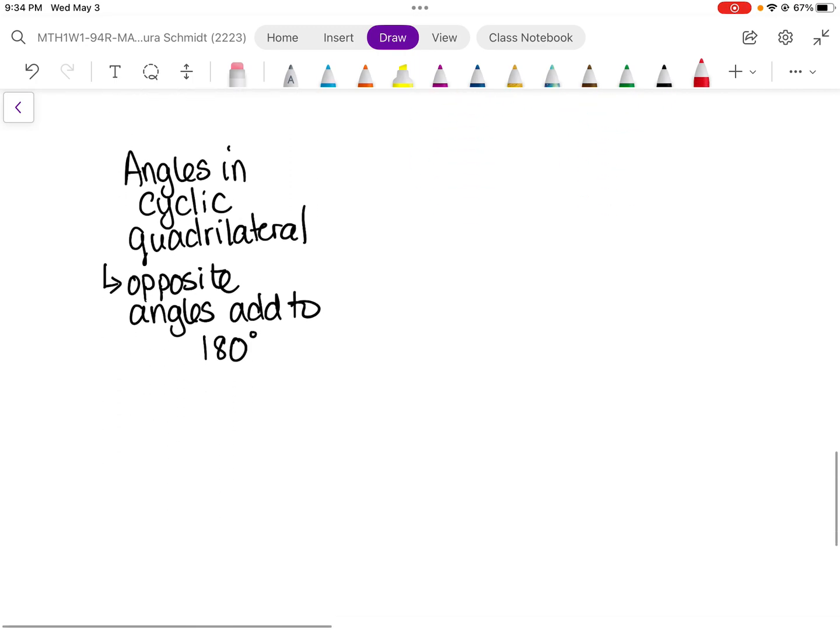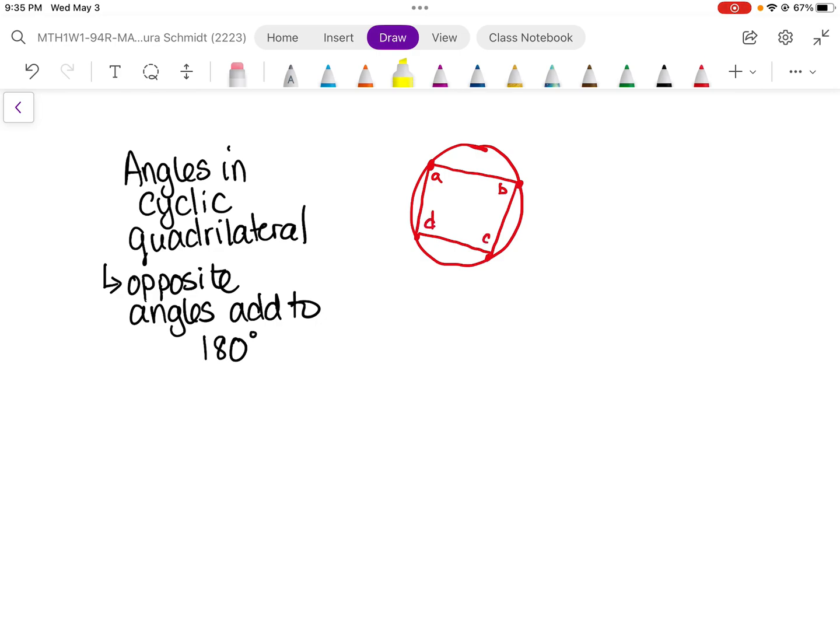And then angles in a cyclic quadrilateral. Oh yeah, okay. So let's draw a circle and make a quadrilateral. Just pick 4 points around the circumference. They can be anywhere. And you're just going to connect them so that you have a quadrilateral. And then let's label it A, B, C, and D. And this one's pretty easy. It's just opposite angles add to 180.